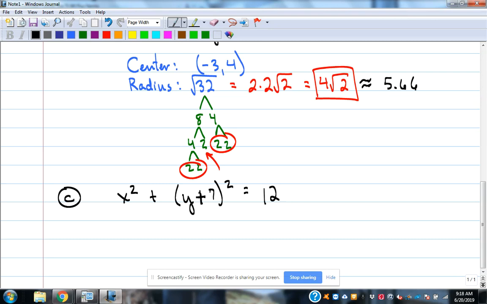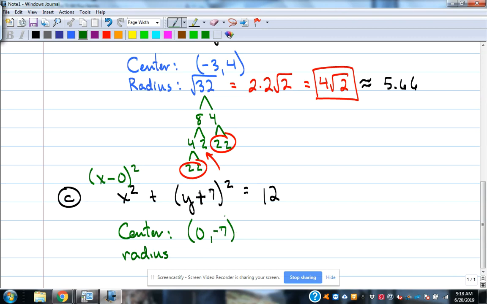So this one looks a little different, and again, we're still just finding the center and the radius. The center, well, there's no parentheses or anything in there. So when you see that, you need to think, hey, that's just this. X minus 0 would be the same thing as x, right? Because if you subtract 0 from something, it doesn't change it. So x squared is the same thing as x minus 0 squared. So that means the center has an x value of 0 and a y value of what?